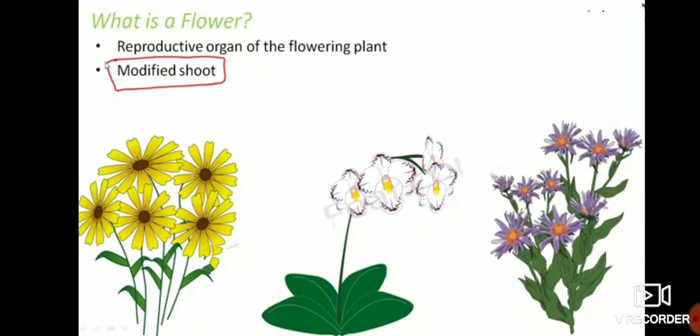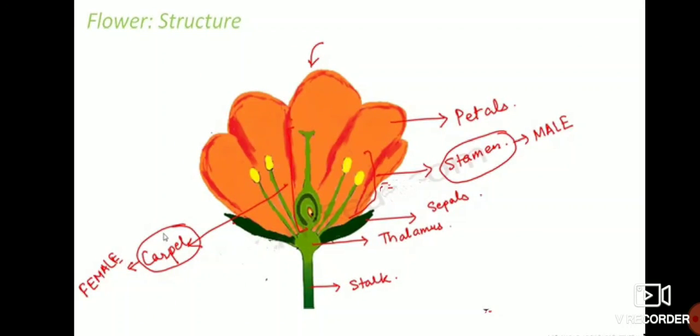Now we are going to discuss the reproduction, or the reproductive part of a plant, that is the flower. How does reproduction take place in the flower? So what is a flower? It is the reproductive organ of the flowering plant. A modified shoot. So the flower is the reproductive part of the flowering plant. These are modified shoots. So we are going to study the structure of a flower.